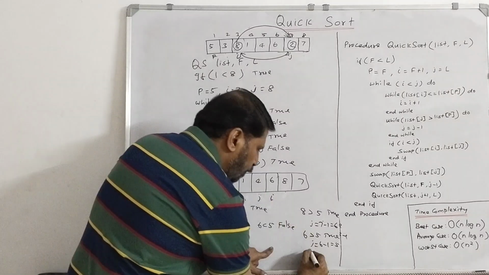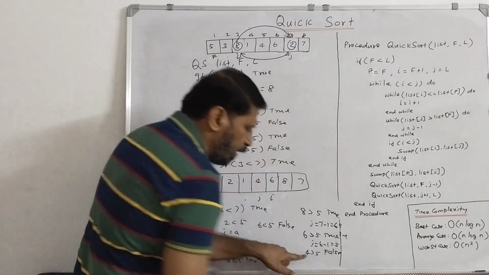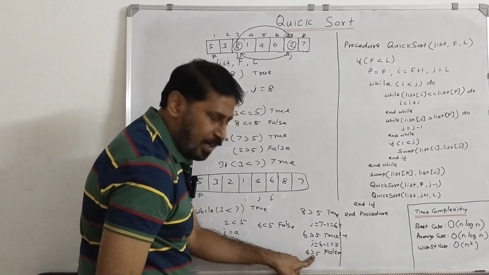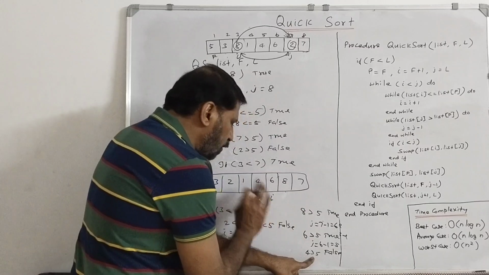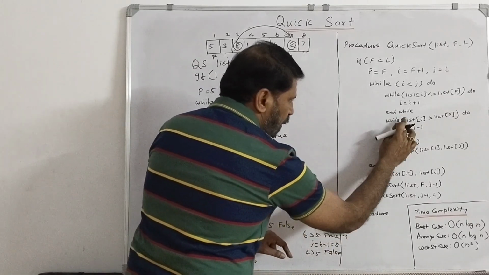Now I am checking 4 greater than 5. The condition is false here because 4 is a lesser number, and it is checking for greater. So that's why it is false, and we stop the process. This while loop is terminated.